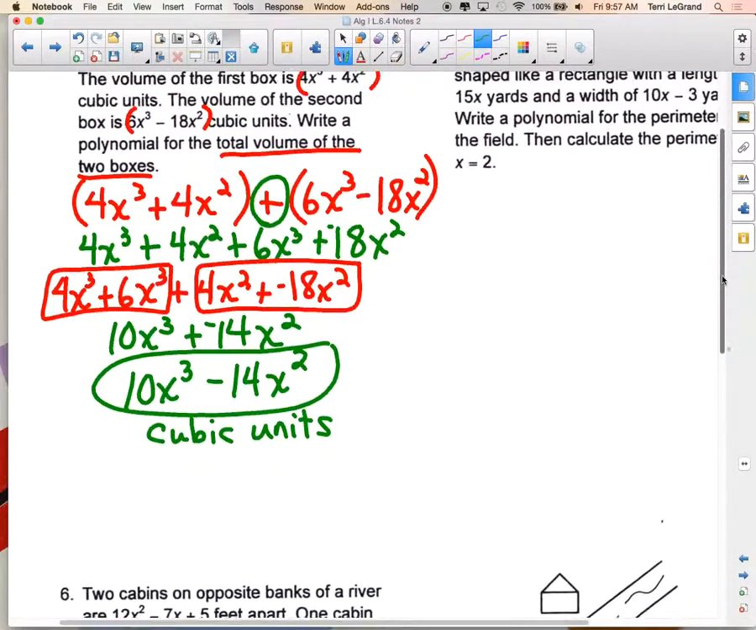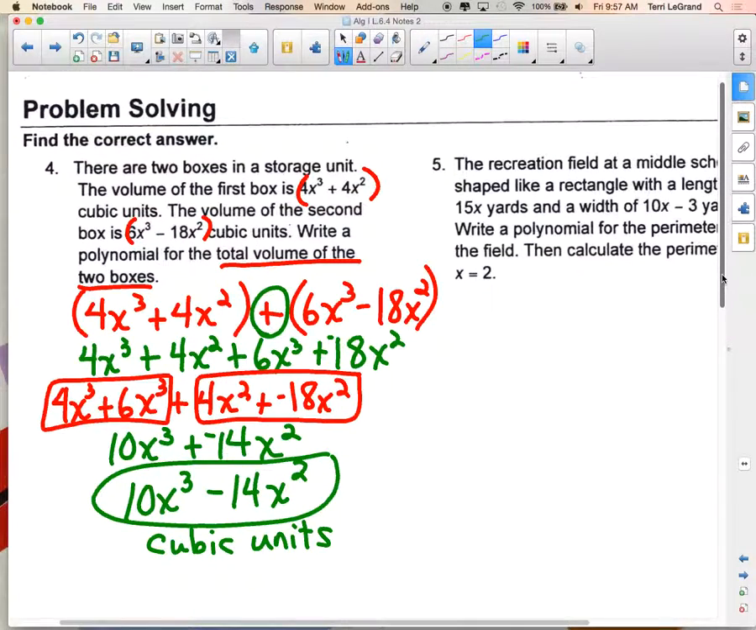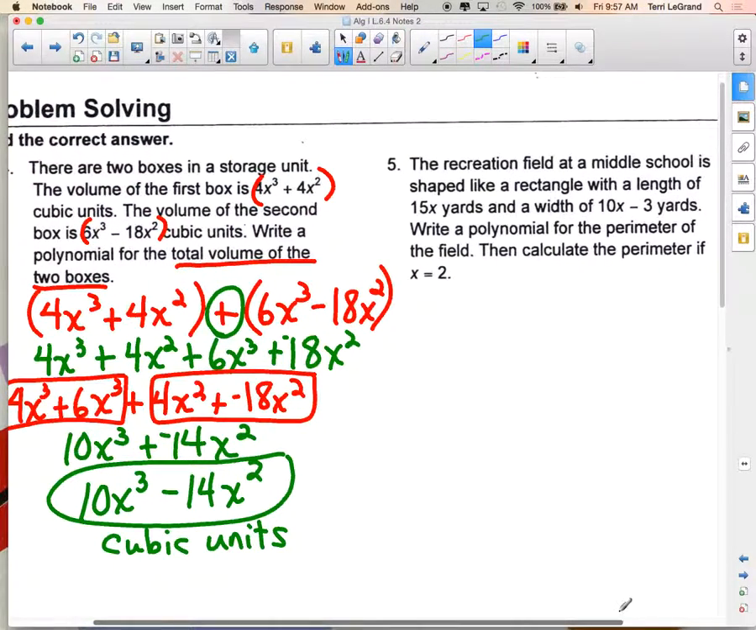Okay, so let's look at number 5, not number 2. I'm going to divide up my problems here. Who wants to read this one besides Andrew? Somebody else? I'm going to read.